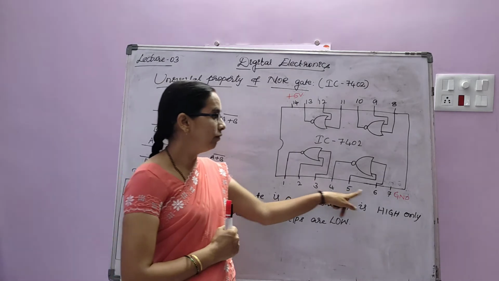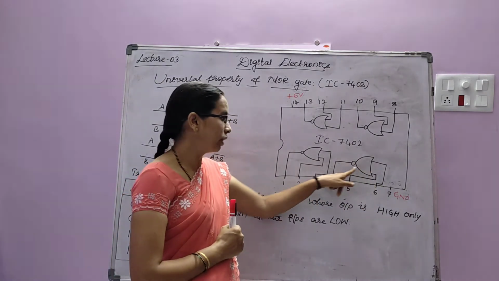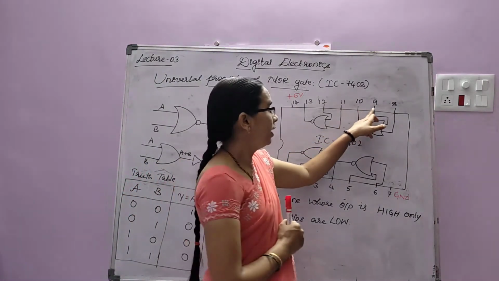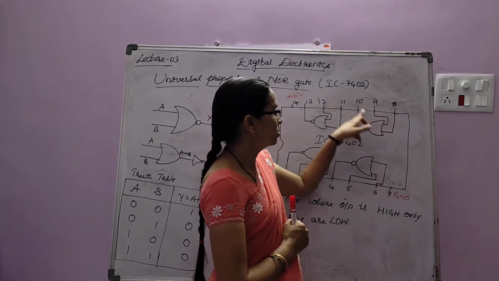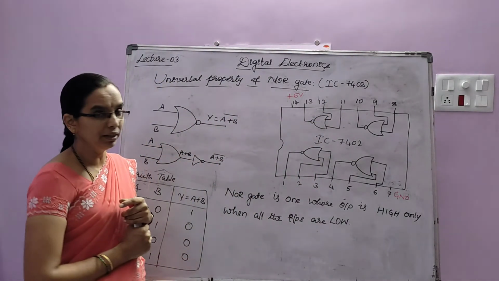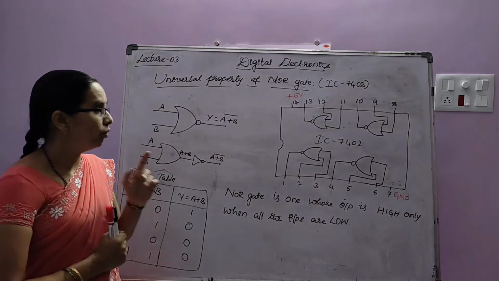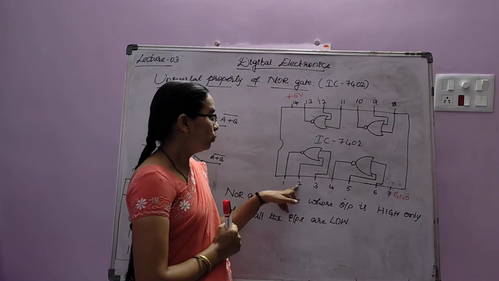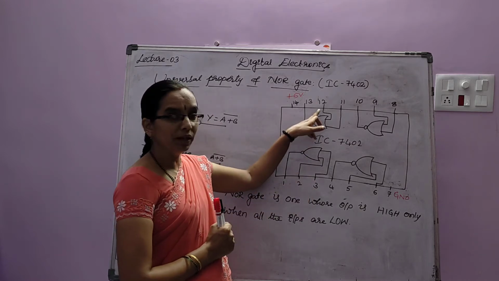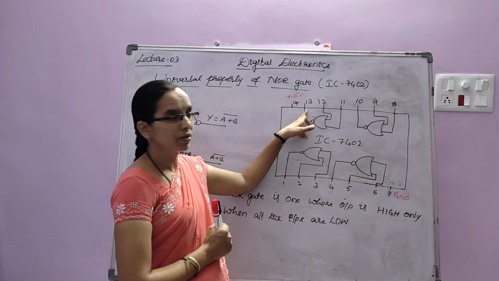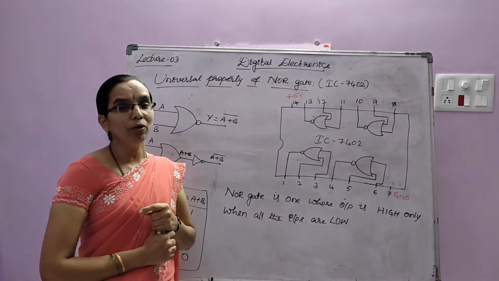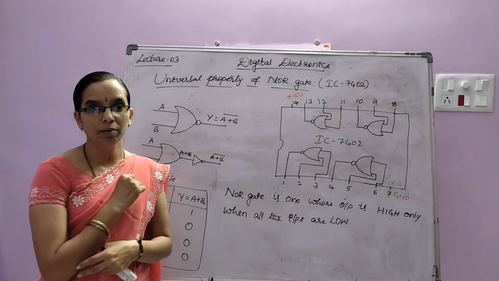Okay, and 5 and 6 are the inputs of the second NOR gate and 4 will be the output. The same way 8 and 9 are the inputs, 10 will be the output, 11 and 12 are the inputs, 13 will be the output. So don't get confused here. If 2 and 3 are inputs, then it will not be like 12 and 13 are the other inputs. So be careful because it is very important from the point of view of the laboratory even.